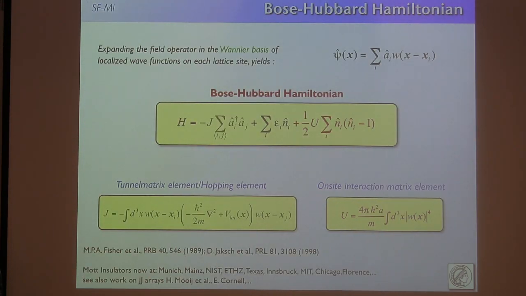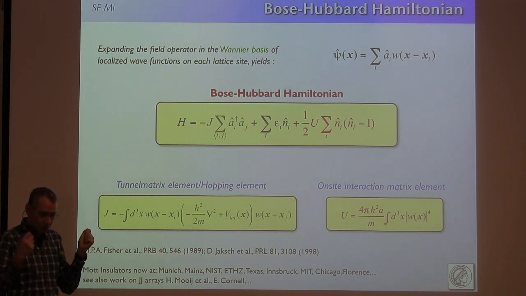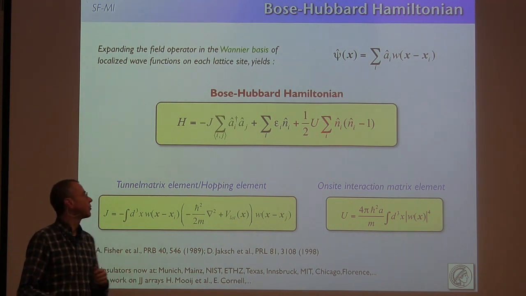Let me now go to the interactions and add interactions to this. Again, we're sticking with bosons for the moment. And now we're just adding this very simple interaction part. So again, we have this part of the atoms tunneling on the lattice in the lowest energy band. And now we're adding this interaction part, where this interaction is a simple so-called two-body on-site interaction.